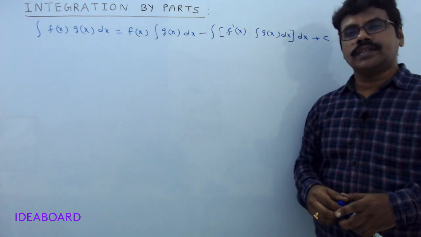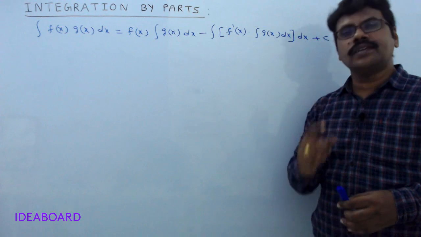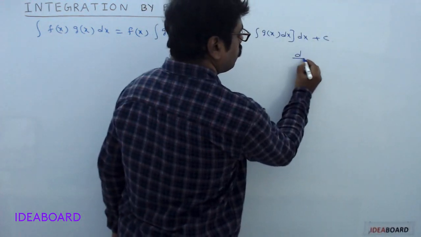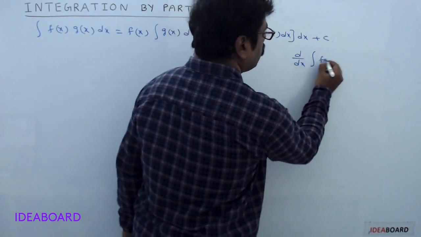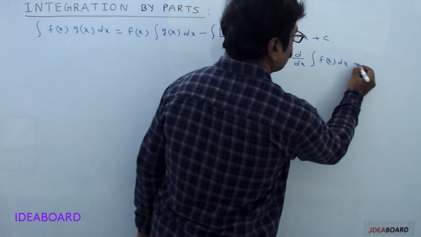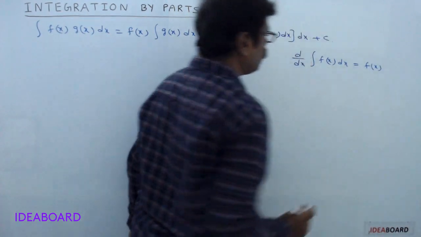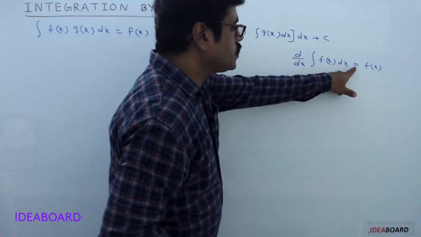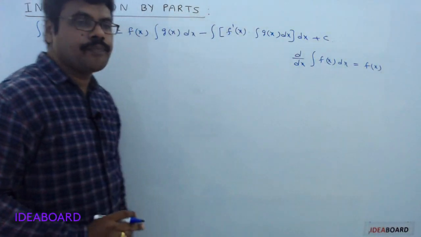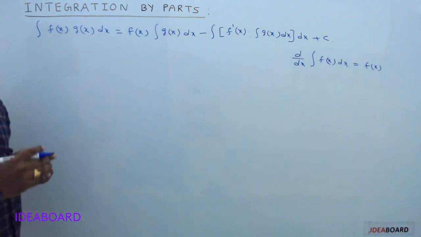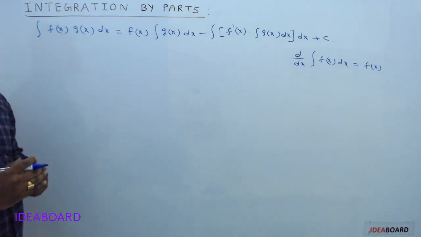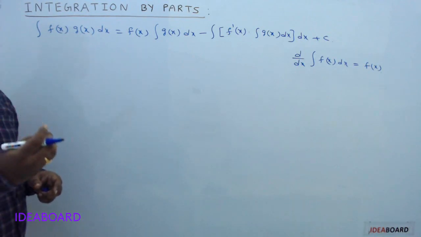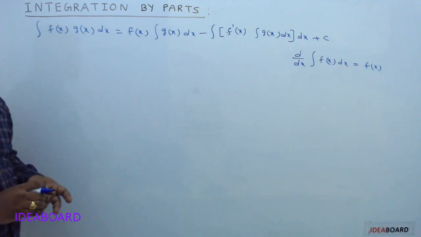Now, to prove this result, we need to know one basic formula, that is derivative of integral f of x dx equals f of x. What is that formula? Derivative of integral f of x dx equals f of x. Here you can derive this formula by using the definition of antiderivative of a function. Antiderivative is the same as integral of a function.